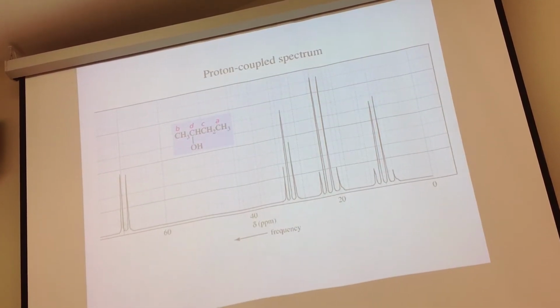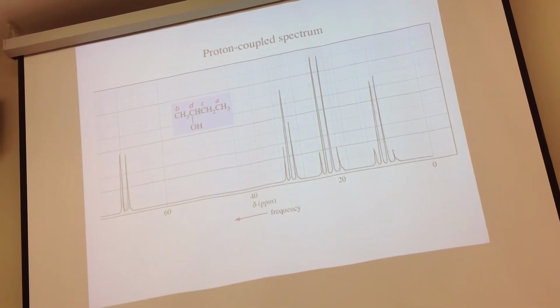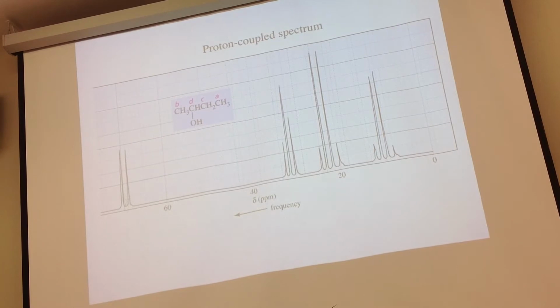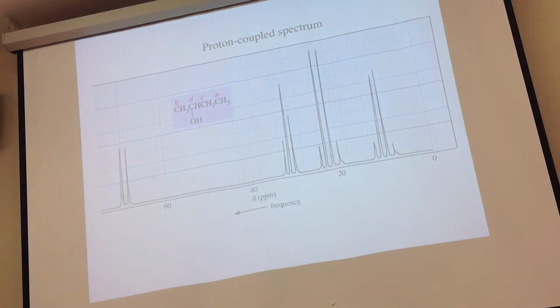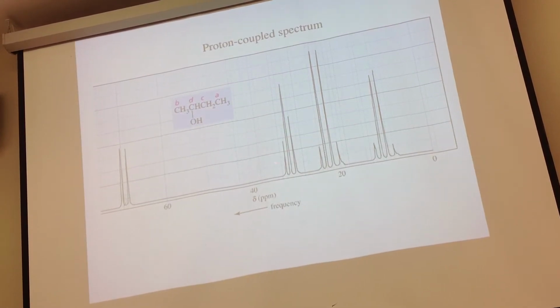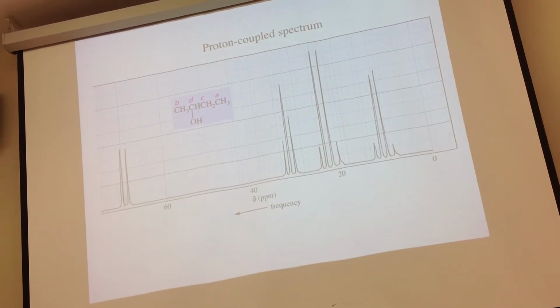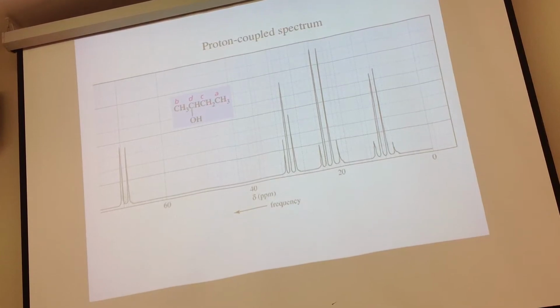Yes? So the splitting for C, why is it further down than the CH3? Oh, if you look at this, come back. C right here is the triplet, and it's a little further down. And then this one, they're both the same distance from the OH, right? It's a little more de-shielded. C is a little more de-shielded because there's an alkyl group attached.